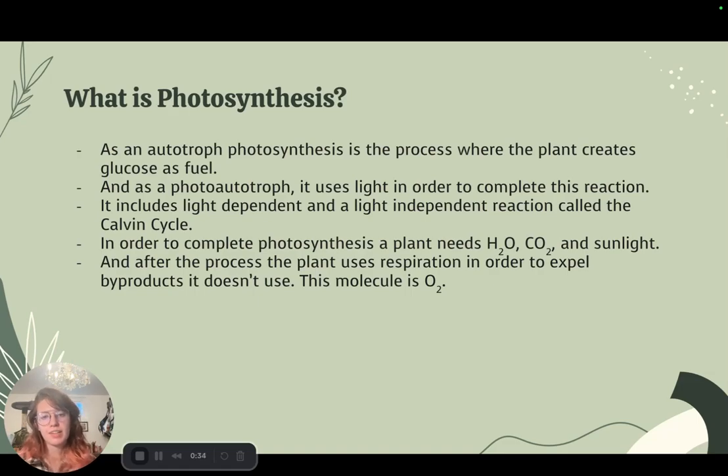After the process, the plant uses a thing called respiration in order to expel the byproduct oxygen, which it does not use.